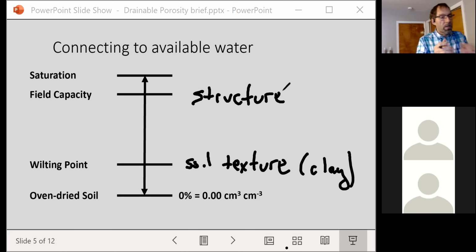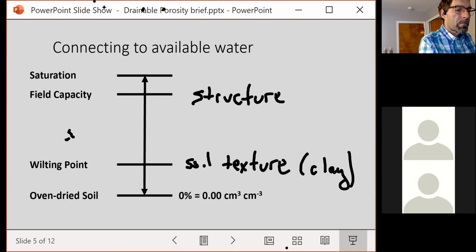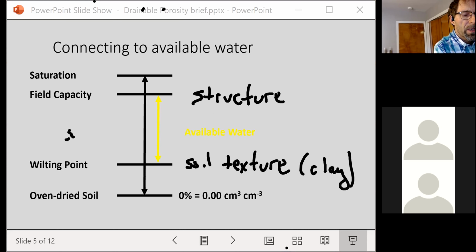Oh, that was fun. Hang on, let me figure out how to get this to come back so I can work on it. There we go. Somehow or another, I lost my pen. There we go.